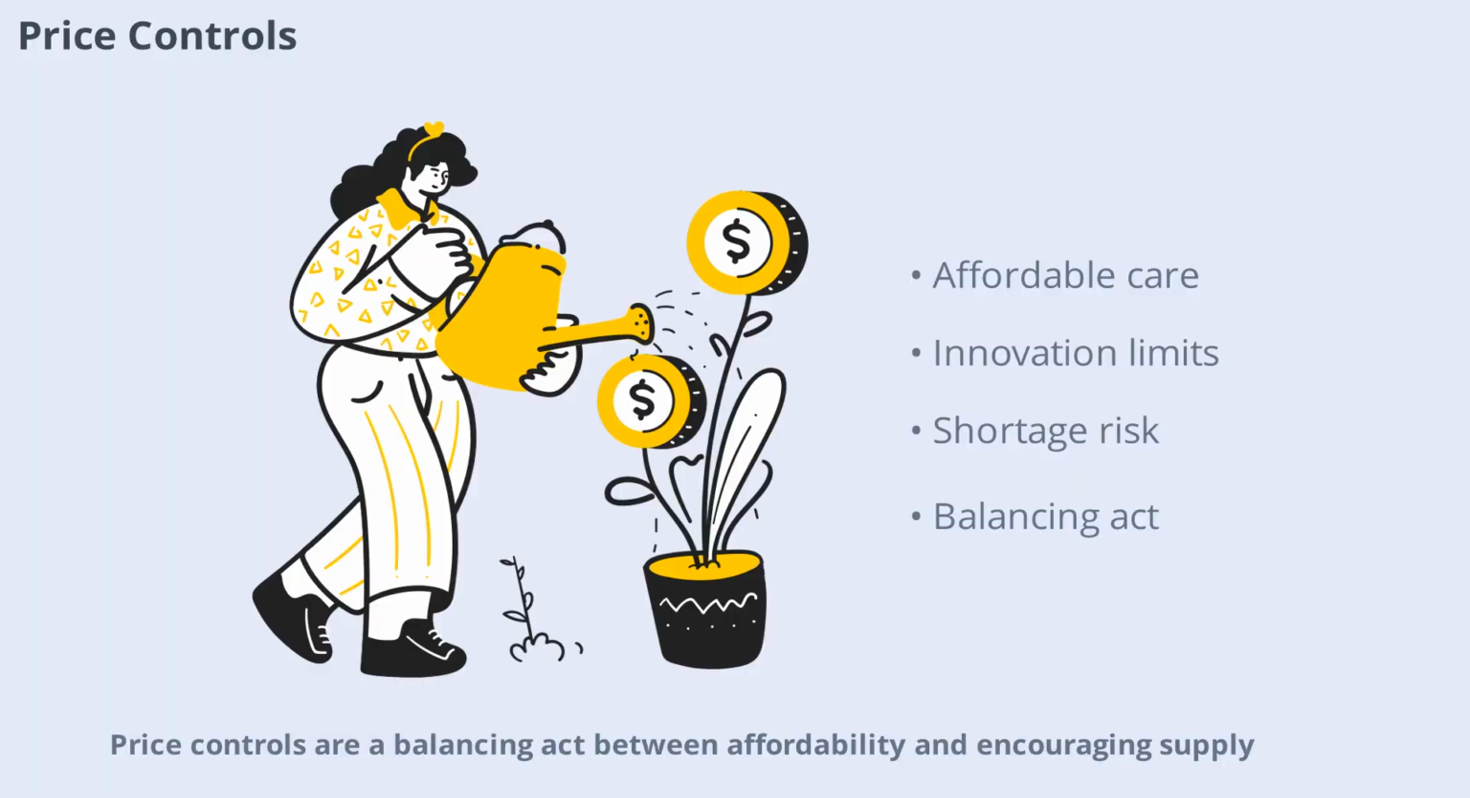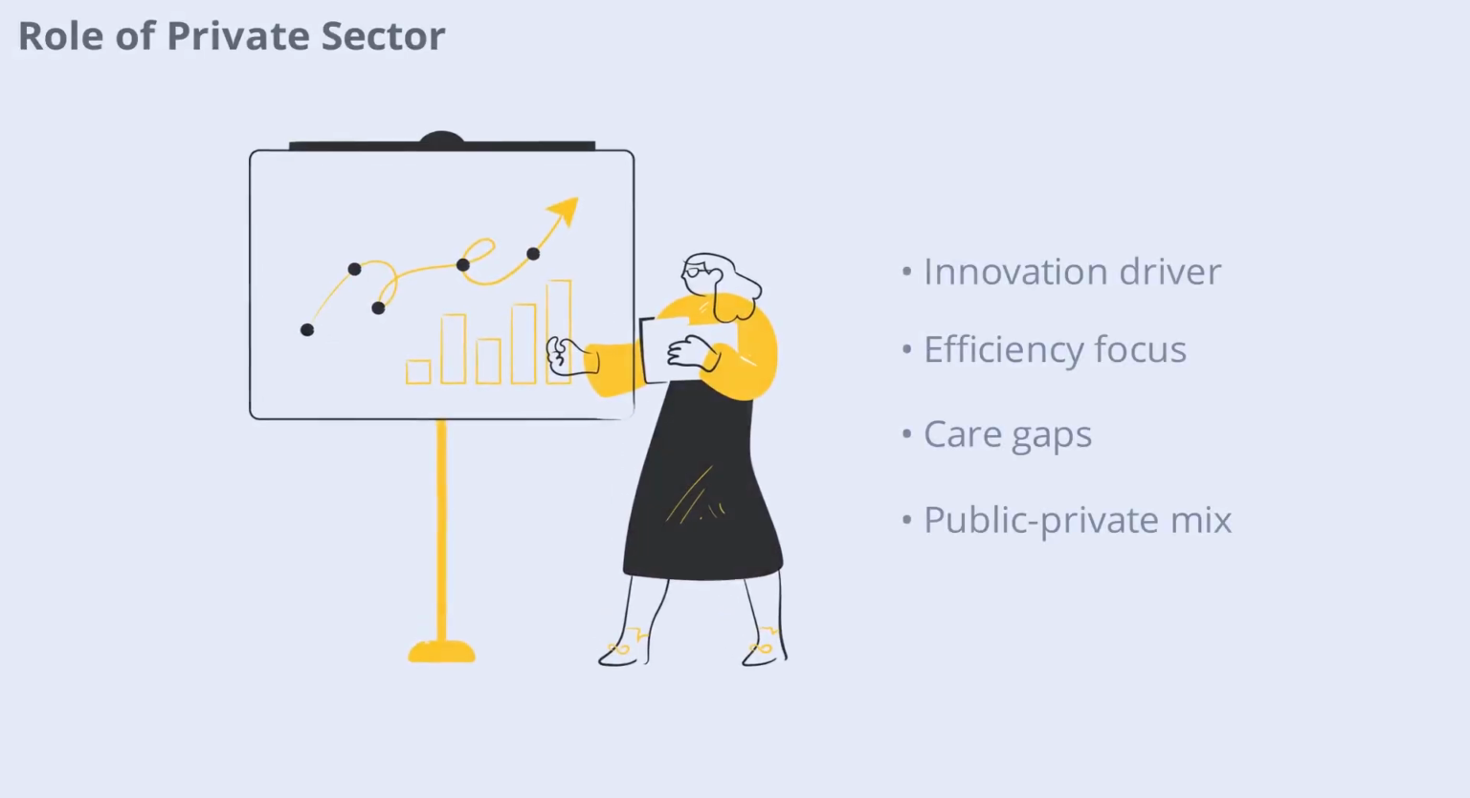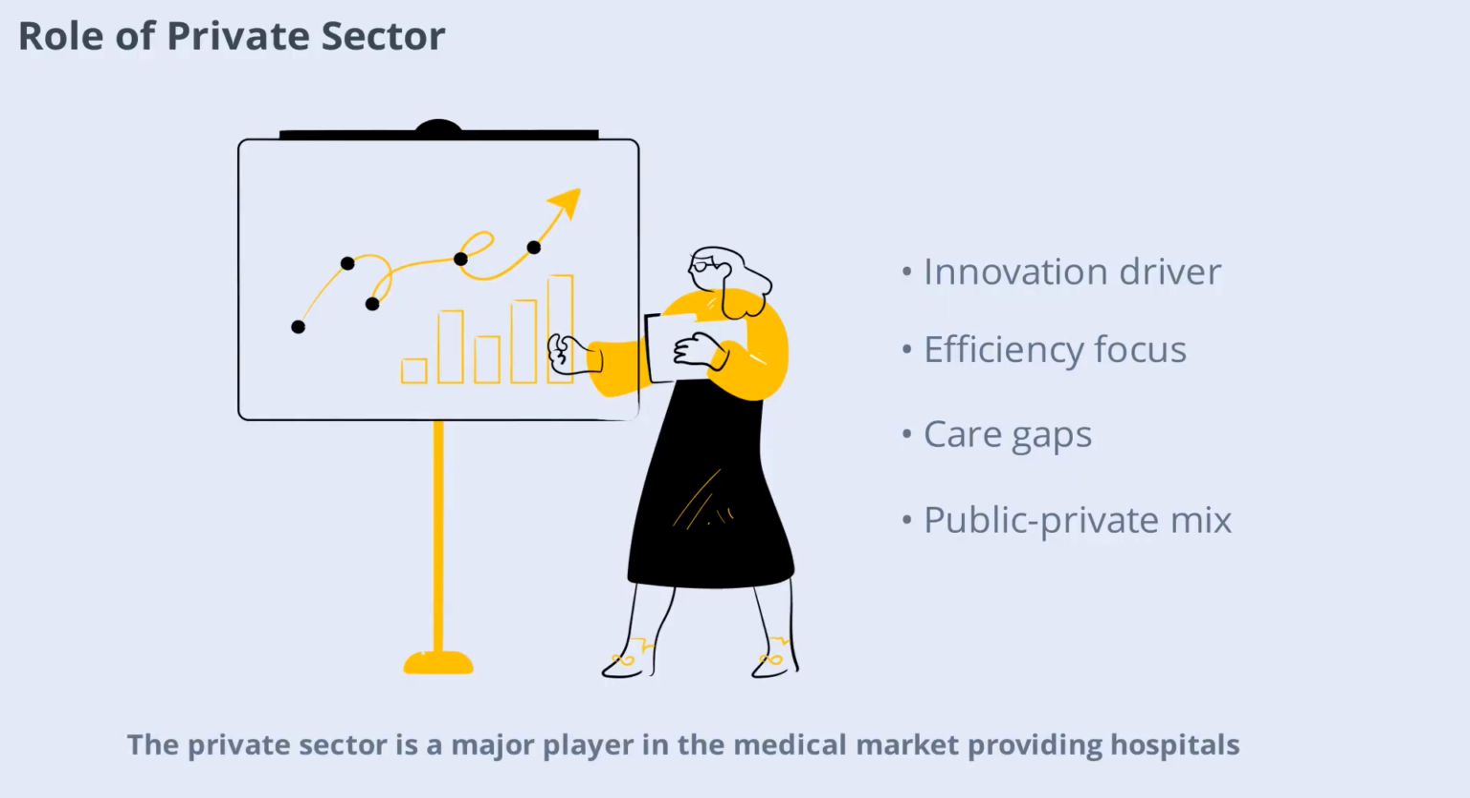Price controls are a balancing act between affordability and encouraging supply. Private sector is a major player in the medical market, providing hospitals, clinics, and pharmaceutical products. Private companies often drive innovation and efficiency but may focus on profitable services. This can lead to gaps in care for less profitable treatments or underserved populations. The interaction between public and private sectors shapes the overall supply and demand.